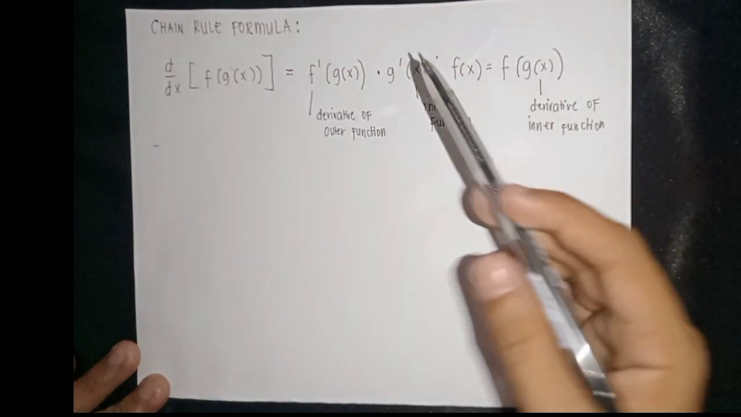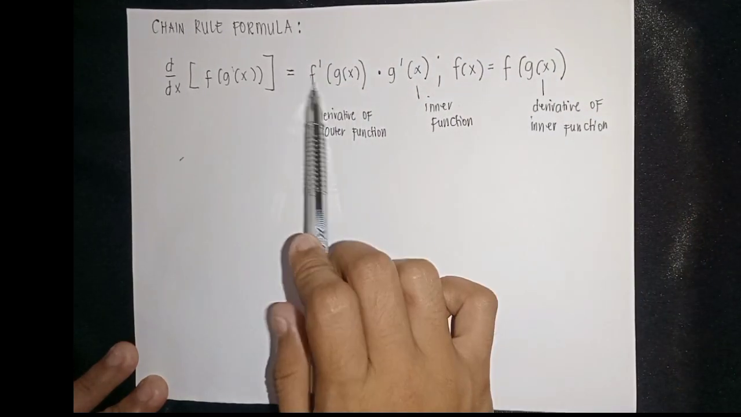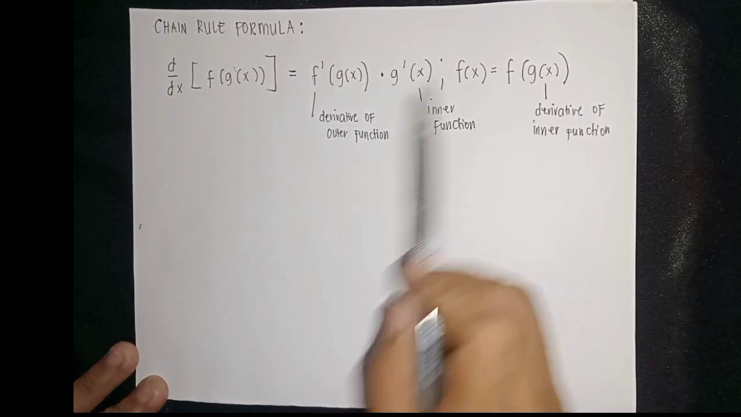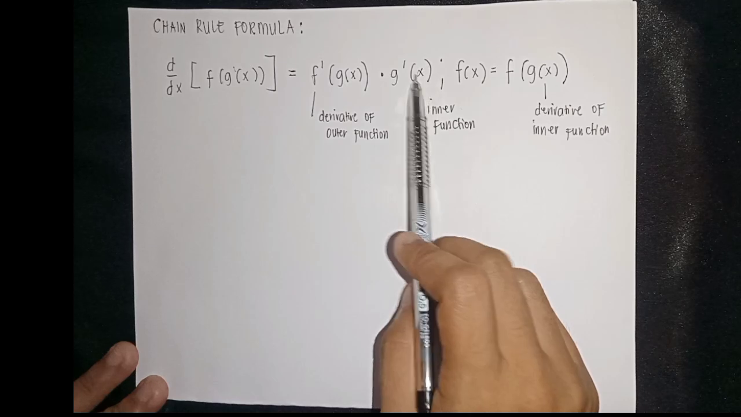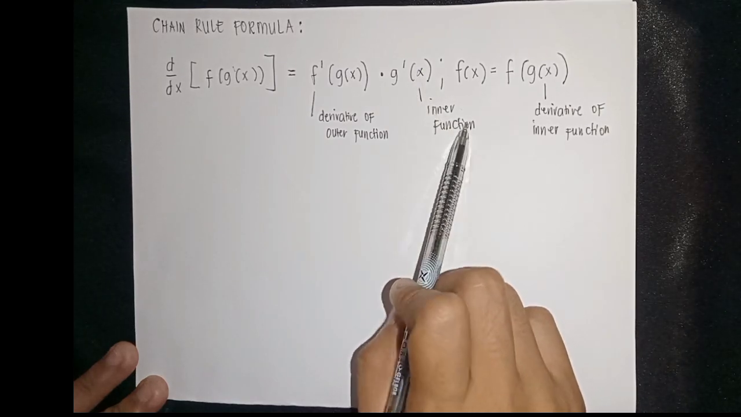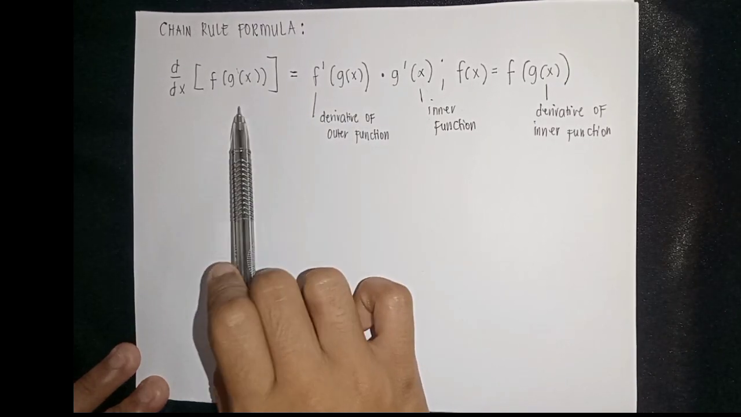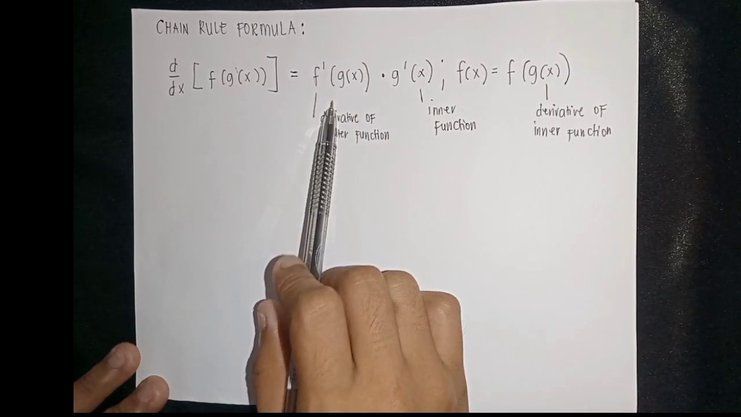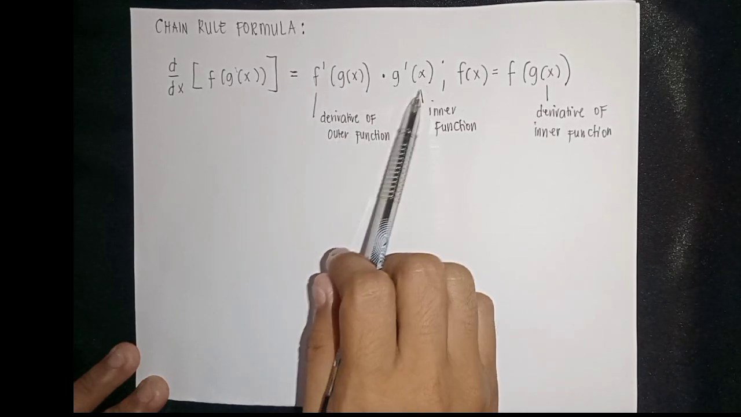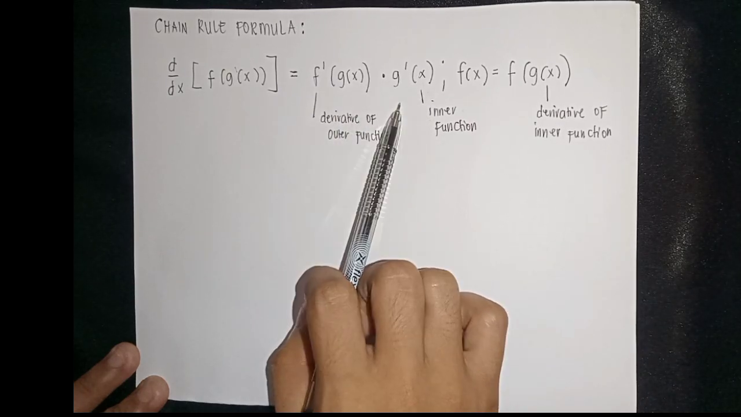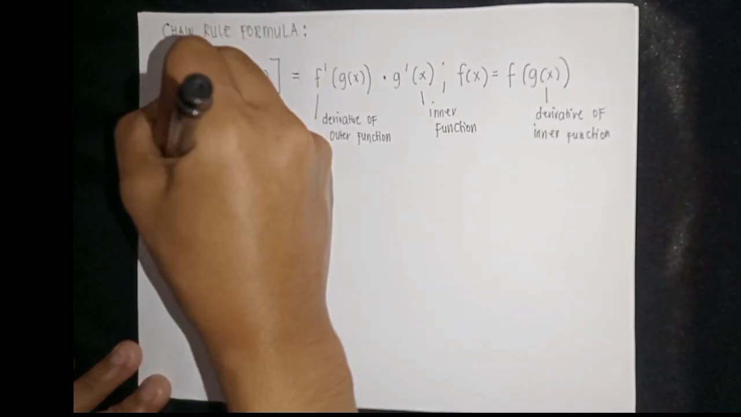We see here the formula of the chain rule: the derivative of a composite function is equal to the derivative of the outer function, f prime of g of x, times the derivative of the inner function, g prime of x. So these two factors represent the chain rule formula.